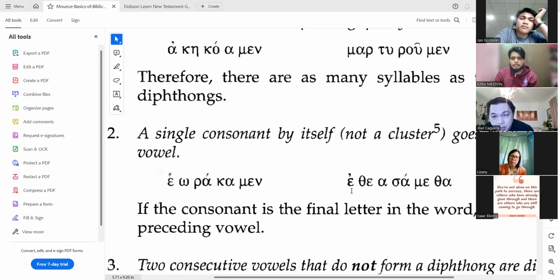Imagine this. The reading would be a yasameta because of the accent in the middle. It's a yasameta. Okay, the first one is Yurakamen. Notice, forget the rough breathing. Yurakamen. Ito yasameta.